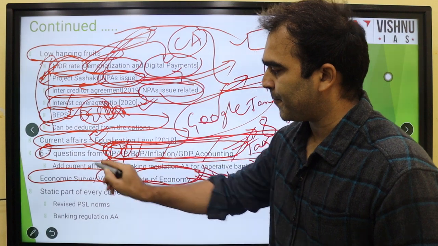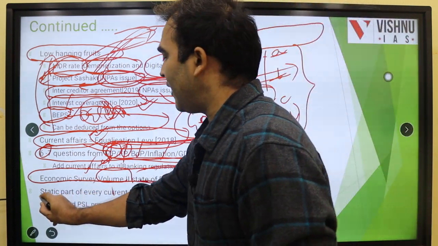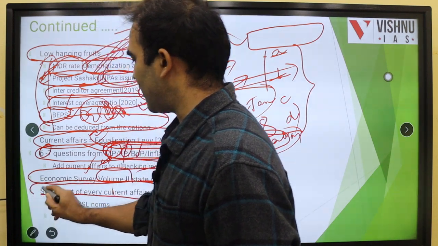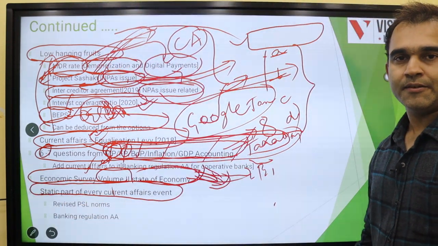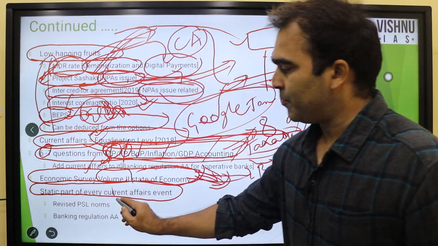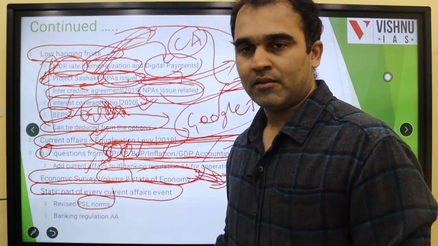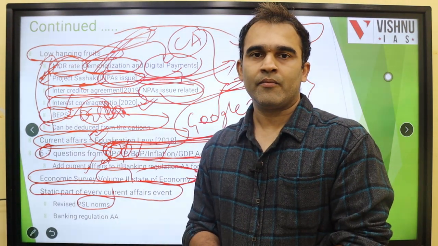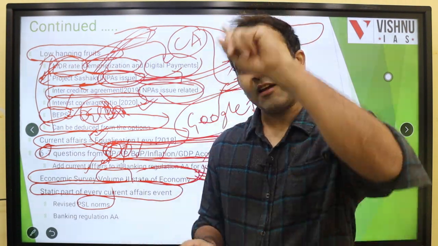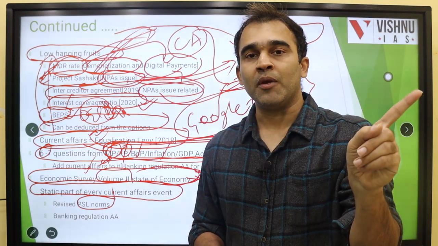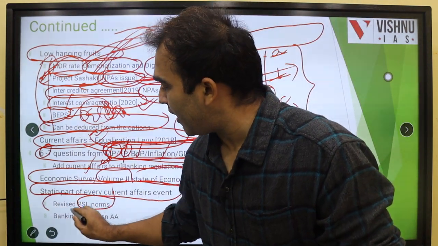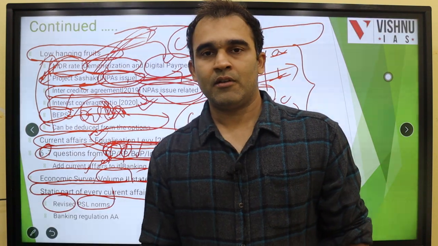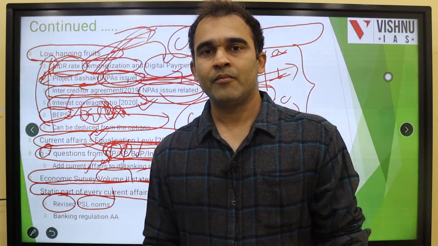So, economic survey. Then the static part of every current affairs event. Remember that. For example, PSL norm is your static part. Priority sector lending norms are a static topic of the Indian economy. But recently the Government of India, RBI, has changed them. Last year RBI changed the priority sector lending norms.